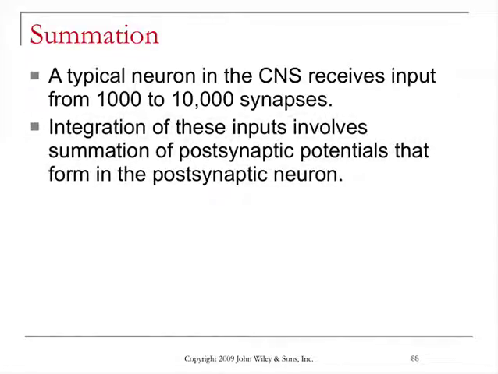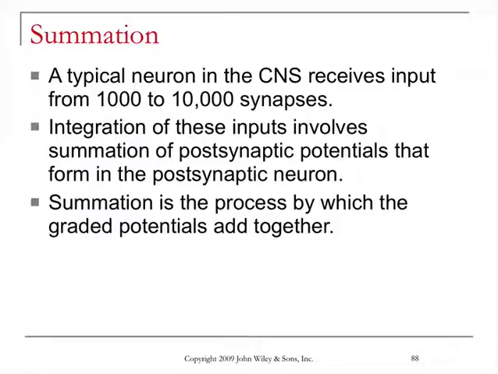Integration of these inputs involves summation of the postsynaptic potentials that form in the postsynaptic neuron. So here we have this one neuron, and there's a whole bunch of neurons sending messages to it. That postsynaptic neuron has to make sense out of all of that information and decide whether or not it's going to continue to send a message on down the line. So it's going to sum the postsynaptic potentials that are being generated by all of those neurons that are interacting with it.